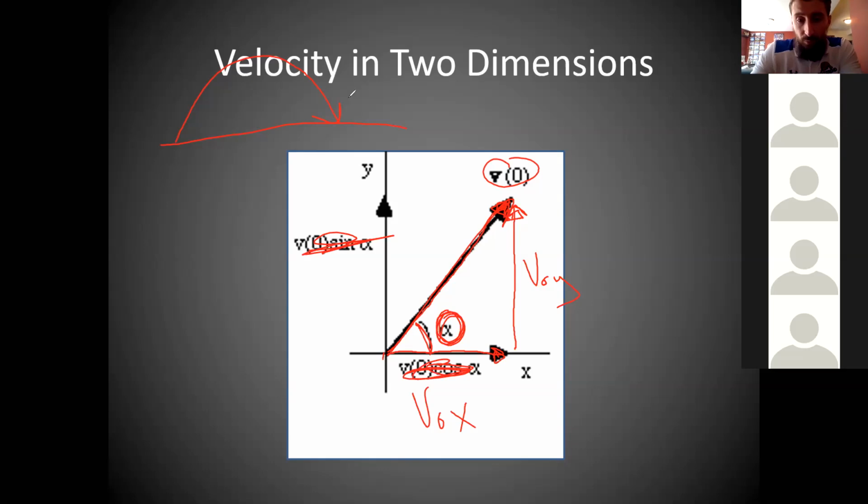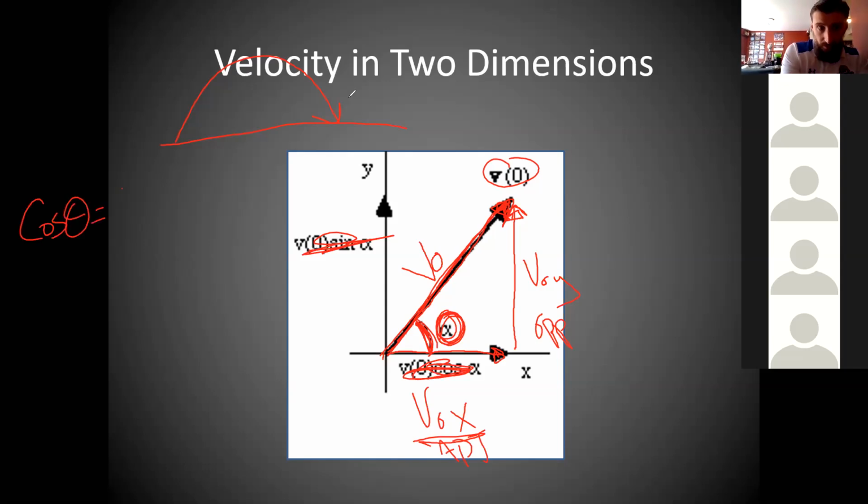So it's a basic triangle, right? I know this angle. This is going to represent my velocity initial right there, that whole vector, because that's at the angle. If I want to find this side, I have adjacent, because I know this. So this is going to be adjacent, and this is going to be opposite. If I have adjacent and hypotenuse, that's cosine. So watch what I do here. Cosine theta equals adjacent over hypotenuse.